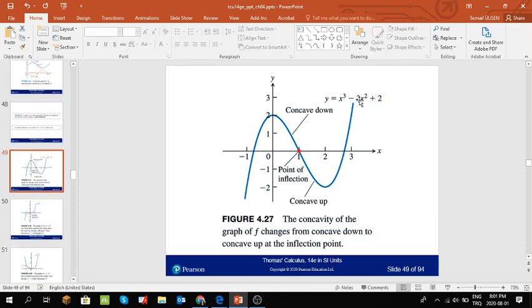Let's say this is the function y is equal to x cubed minus 3x squared plus 2. Let's try and see the graph first. So we have this concave down here before 1, and after 1 we have concave up here. So 1 is a point of inflection.